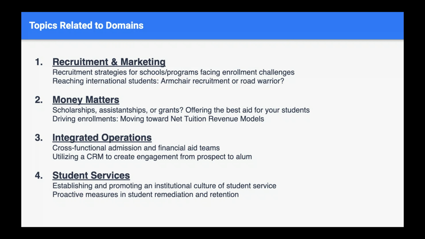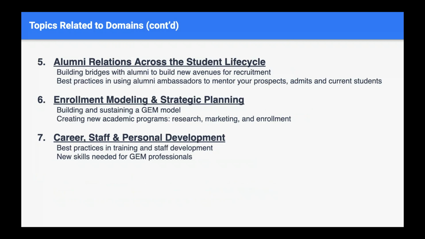Student services is really anything that you're doing with your students once they've matriculated. That can be anything from orientation, working with students who are specific populations, student engagement, helping students cut through the red tape of higher ed, and so forth. Alumni relations across the student life cycle, we see a lot of really interesting ideas that people have, ways that institutions are utilizing alumni, from recruiting students, working with applicants, matriculating, and even fundraising for you. So anything you may have regarding that would fall under that category.